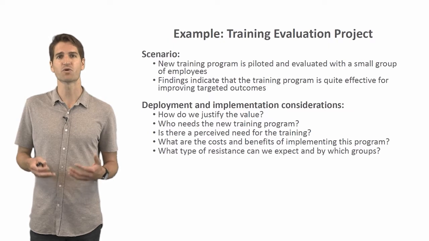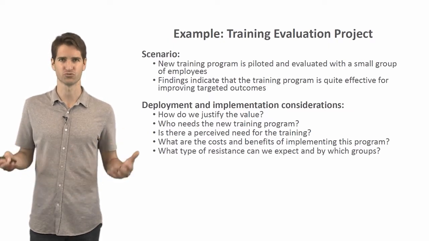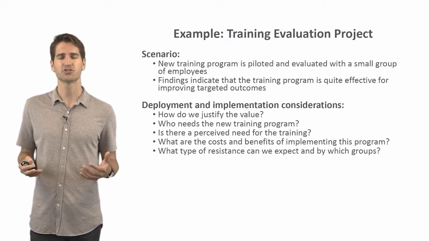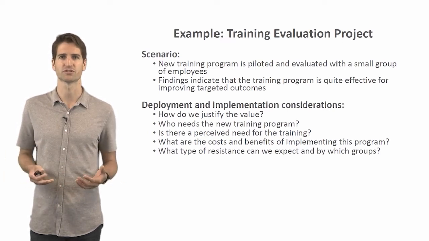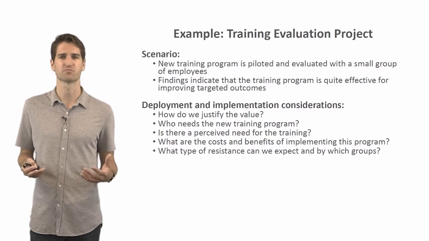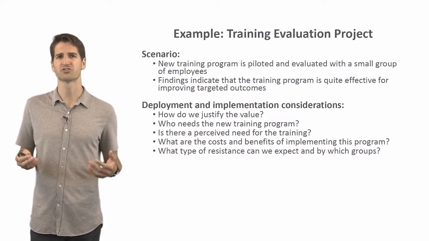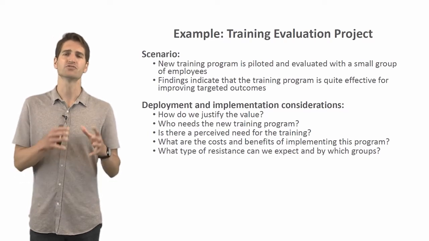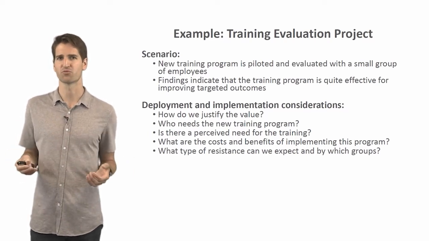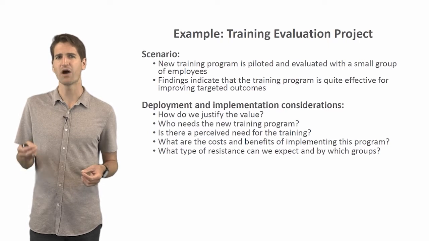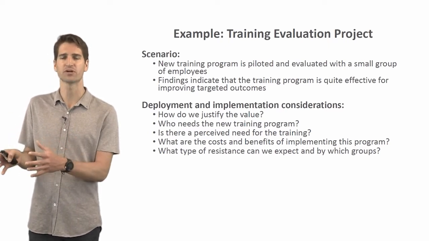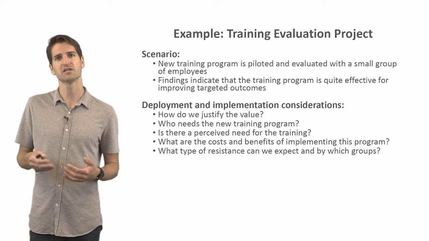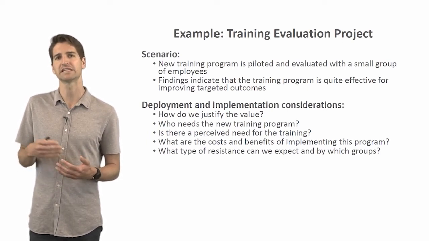And so then the next question becomes, well, what do we actually do with this? And this is where deployment and implementation considerations come in. So you're going to ask yourself a series of questions. For example, in this training evaluation project example, you want to start with, well, how are we going to justify the value of this? In other words, yeah, the training seems to work, but how much does it seem to work? How important are these targeted outcomes that it's apparently able to move or improve? Are these key performance indicators or closely linked to them?